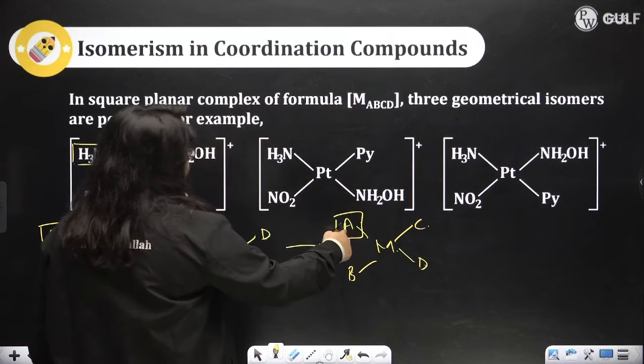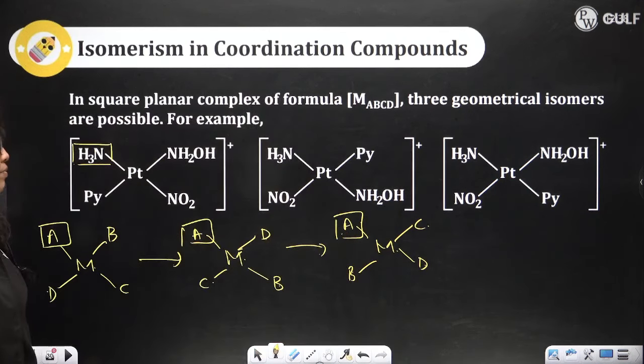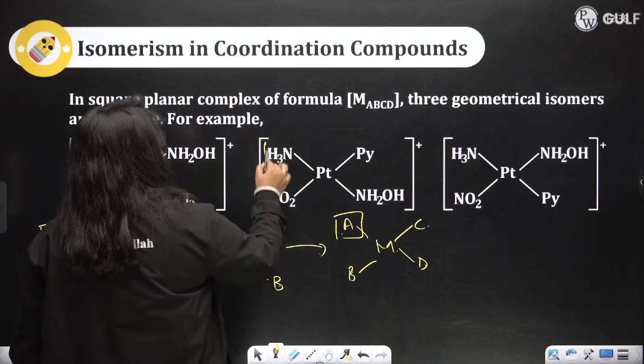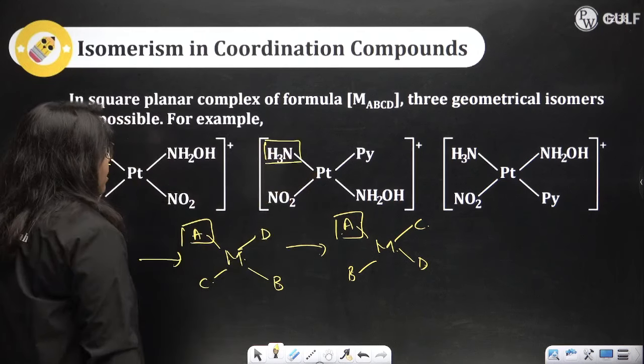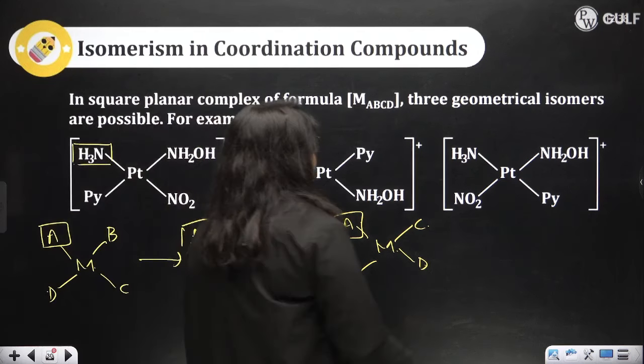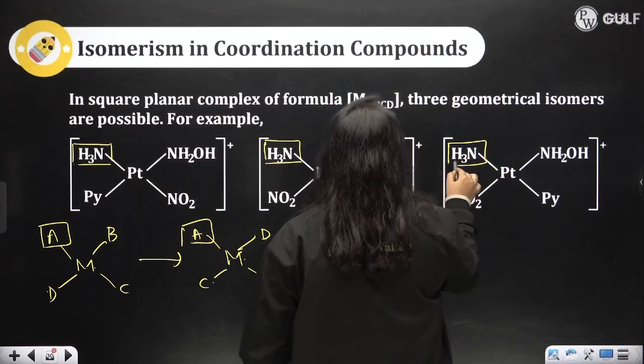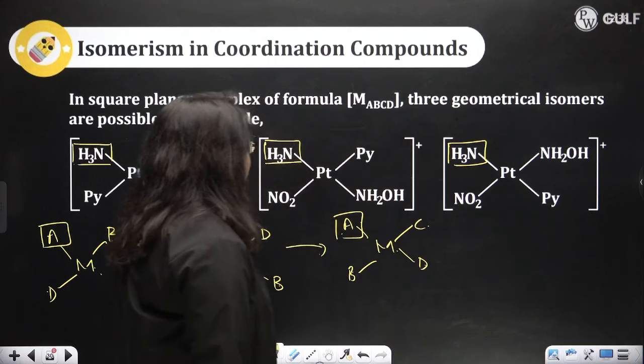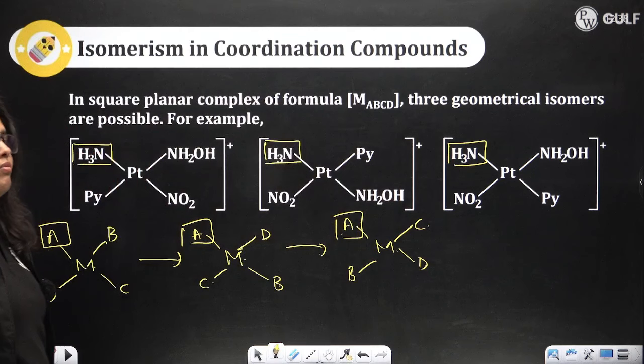But one more time if we rotate it, we'll again get back the same structure. That is what has been done here with respect to NH3, as you can see. Alright, beta?